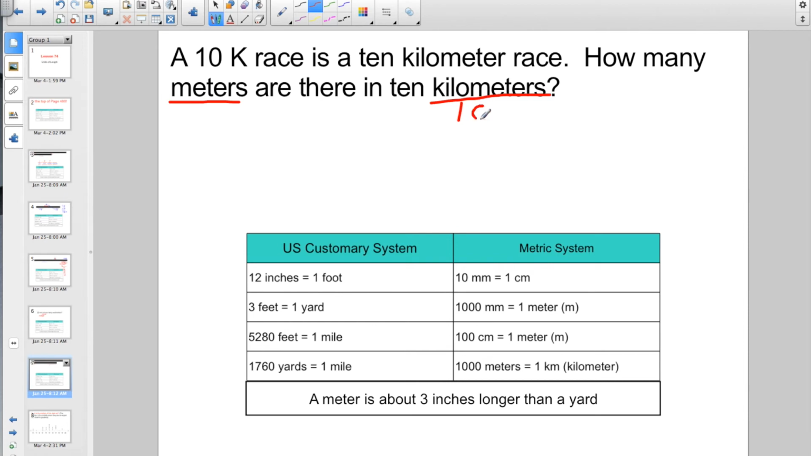We know that there's 1,000 meters because there's 1,000 years in a millennium, right? That prefix milli means 1,000. So 10 groups of 1,000. 1,000, 2,000, 3,000, 4,000, 5,000, 6,000, 7,000, 8,000, 9,000. Can we do it? Hopefully we can. It is 10,000 meters then, right? 1,000 times 10 is going to give you 10,000 meters.